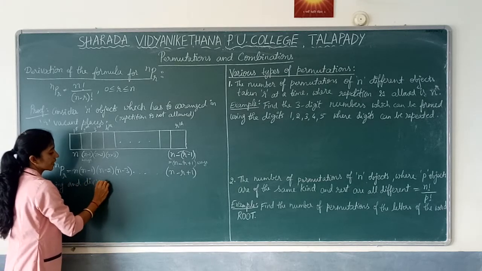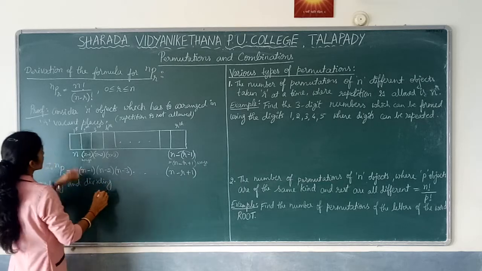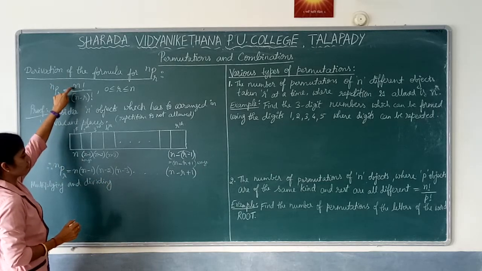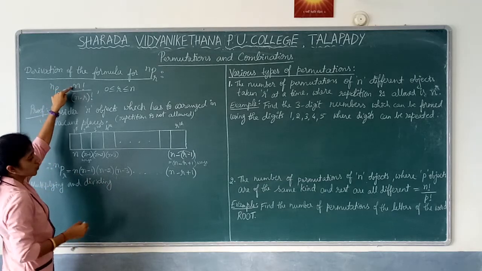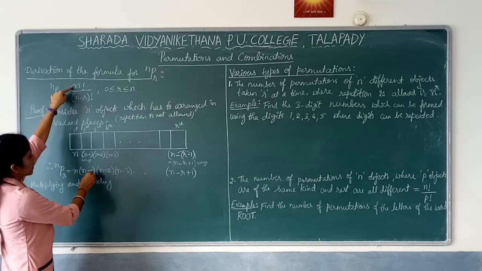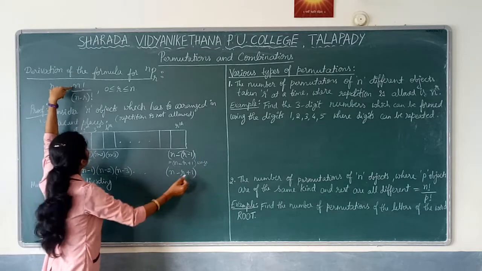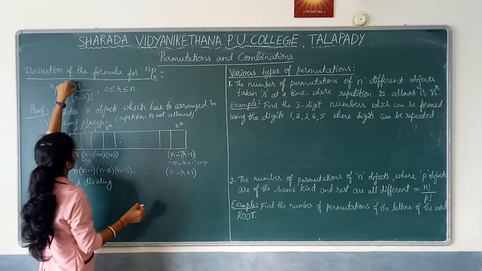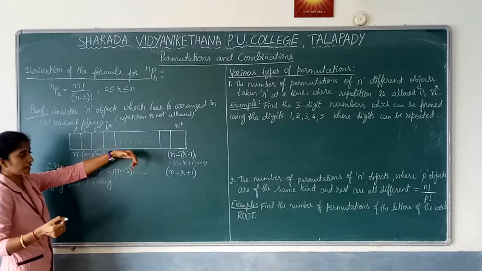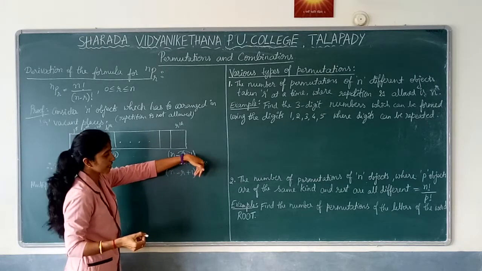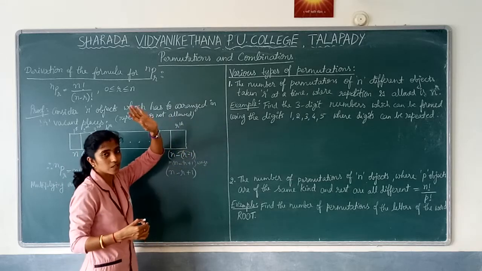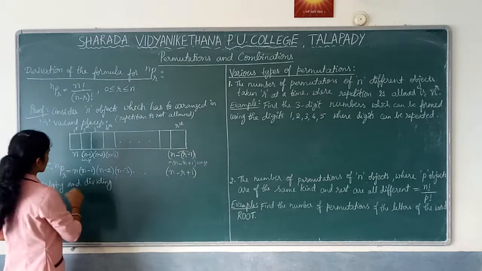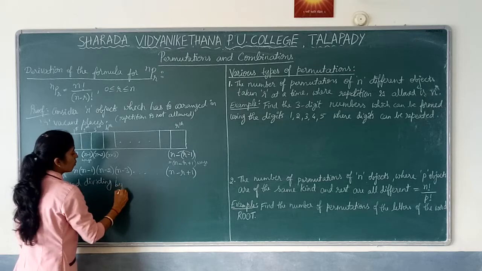To get this formula, see, in the numerator we have n factorial. The denominator is 1, and the numerator has n into n minus 1, and so on till n minus r plus 1. How to convert this numerator into n factorial? I have to multiply the next terms in the natural numbers, the natural numbers which are next to this till 3, 2, 1.